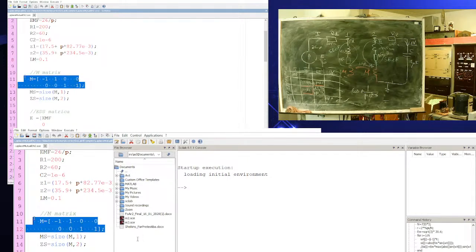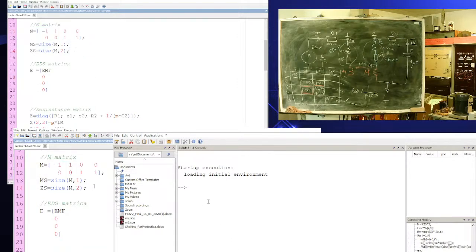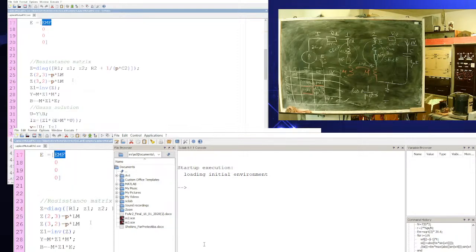Next one, this is topology matrix. Next, these two MS, from Latvian mathematical skaits, number of nodes, number of branches. The first one is number of nodes, second one is number of branches. This small matrix, EMF, is organized by branch. I have only one branch with EMF, so I'm putting EMF there.